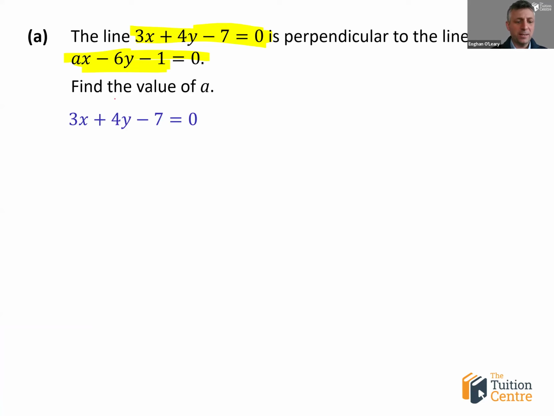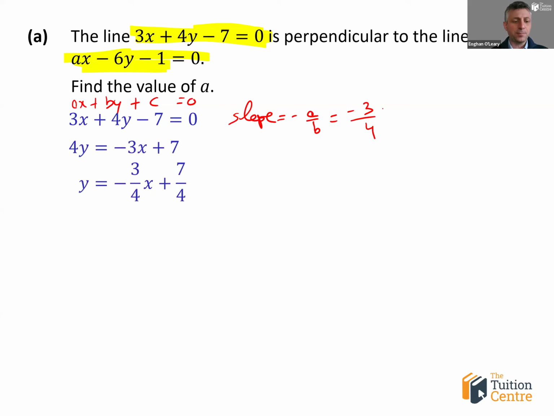So you can do it in a few ways. This is in the form of ax + by + c = 0, so you can say the slope is equal to -a/b. So -3/4. Or what you can do is isolate y, so you get the equation in the form y = mx + c, where m is the slope. So in our case, again, the slope would be -3/4. So now you have the slope of the first line.